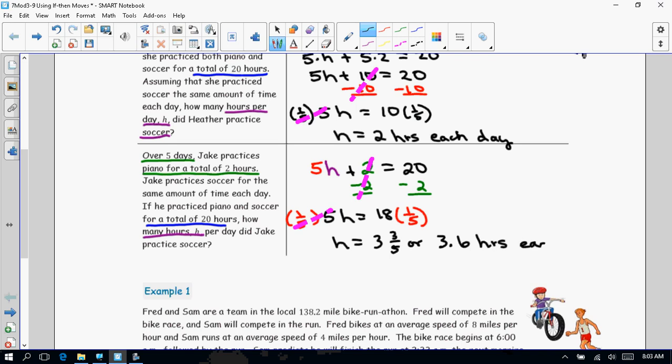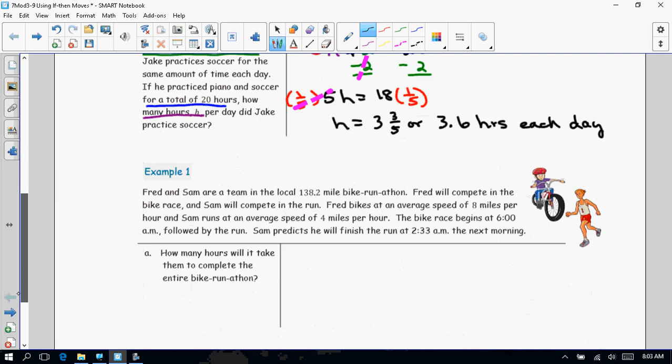Each day. So he actually practices more every day for soccer, but she's actually probably doing what? More total, because she's doing 2 hours of piano and 2 hours of soccer. All right. Let's see what else is going on.